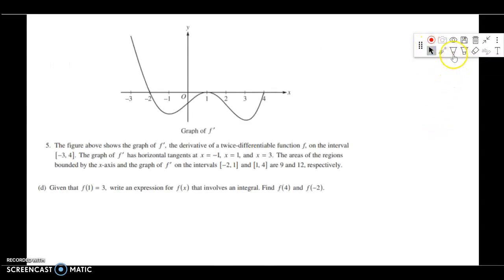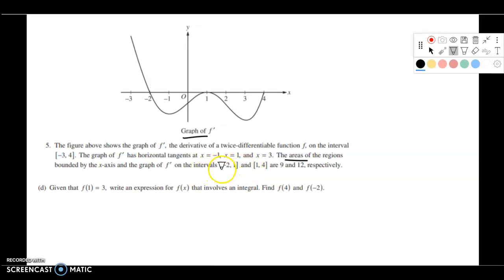Here we go. Okay, so the figure above shows the graph of f prime, so that's important. You have the graph of f prime in front of you, the derivative of a twice differentiable function f on the interval -3, 4 closed. The graph of f prime has horizontal tangents at the 3 points that are given. The area of the regions bounded by the x-axis and the graph of f prime on -2 to 1 and 1 to 4 are 9 and 12 respectively.